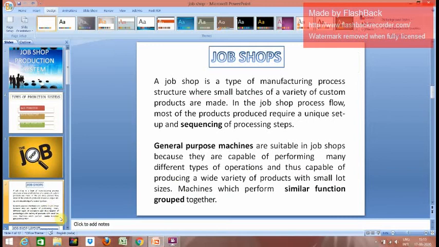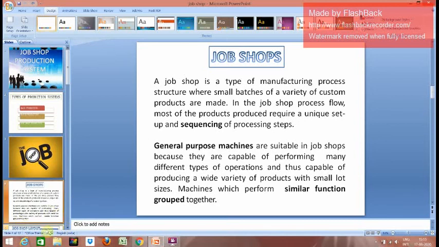What is job shop production? As I've already discussed in the beginning, a job shop is a type of manufacturing process where small batches of a variety of custom products are made. In the job shop process, most of the products produced require a unique setup and sequencing of processing steps. Here, general purpose machines are suitable in a job shop because they are capable of performing many different types of operations and thus producing a wide variety of products with small lot sizes.